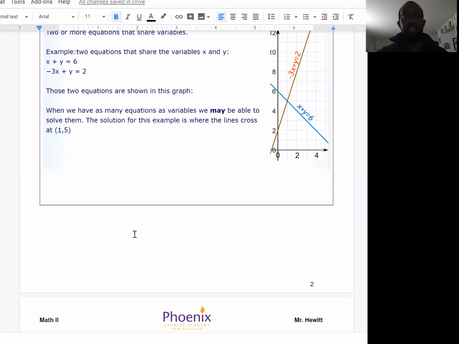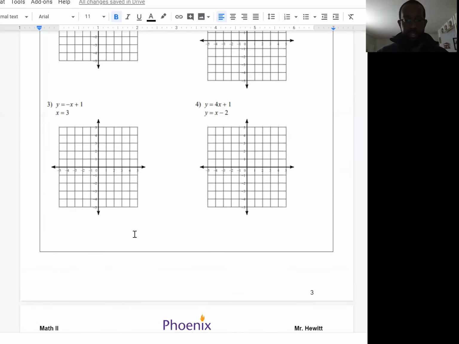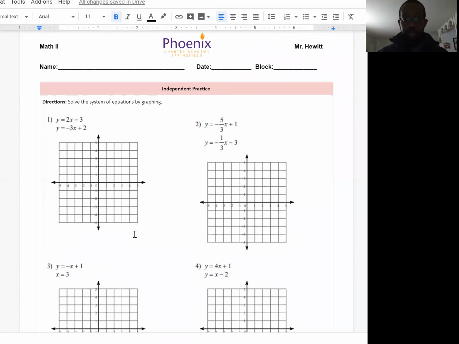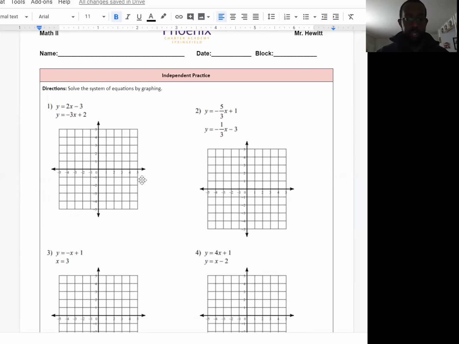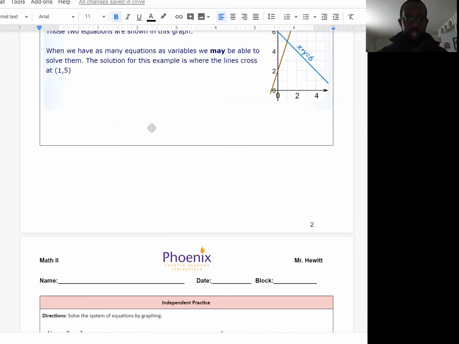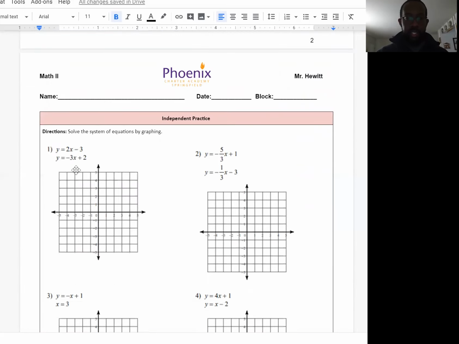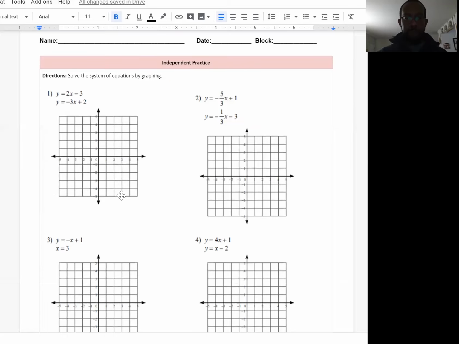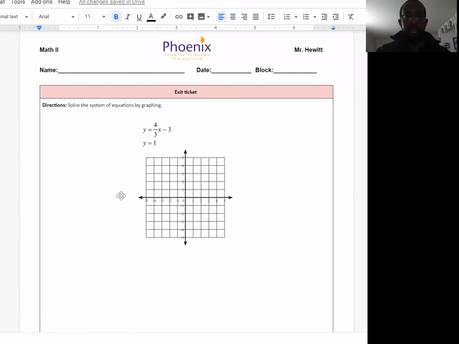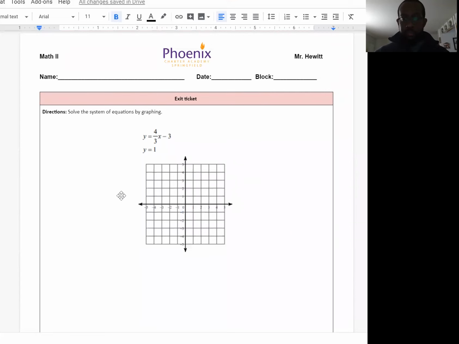Okay, all right, so you guys are going to be doing that for today's independent practice. You're going to be graphing these lines, and where they intersect is going to be called your solution, and you're going to write that point, just like we wrote that point here. You're going to write a point for each of these, all right? And then you're going to do your exit ticket and submit your exit tickets via Google Classroom.